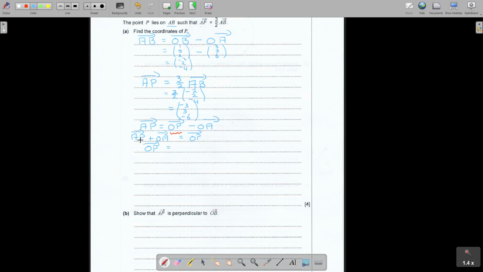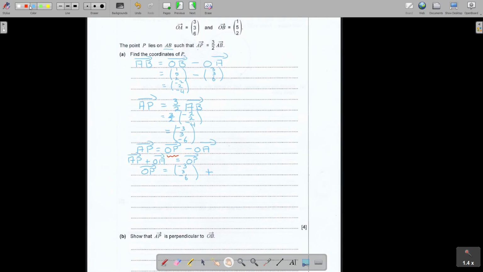I think you can follow me. So AP, what is AP? I have AP. That's -3, 3, -6. And what is OA? Let's just see where OA is. I just want to move it a little bit. There is OA. So OA is 3, 3, 6. And if I simplify this, it's -3 plus 3, and that's 0. 3 plus 3, and that's 6. And -6 plus 6, and that's 0 again. But remember, that is in terms of a vector. It's not in terms of a coordinate.